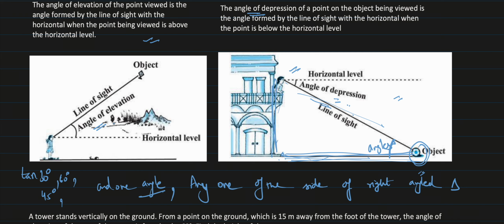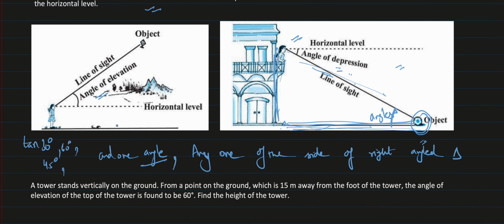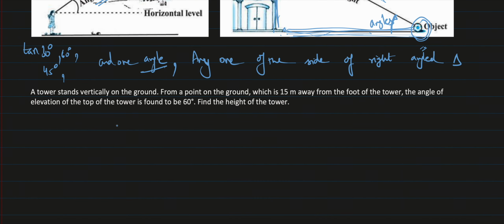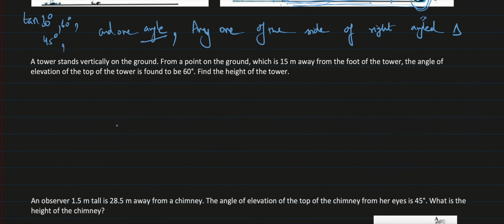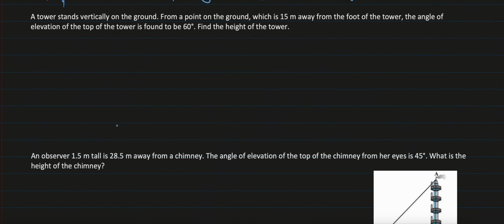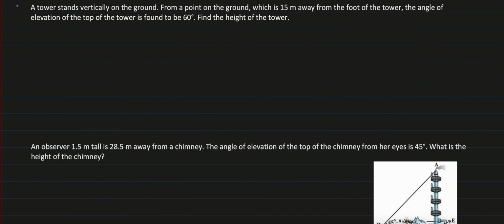So now students, let us start solving the questions which are based on line of sight and angle of elevation or angle of depression. So let's begin with the first question. I have taken a few questions from your NCERT book. These are a few examples. So let's read out the question first.